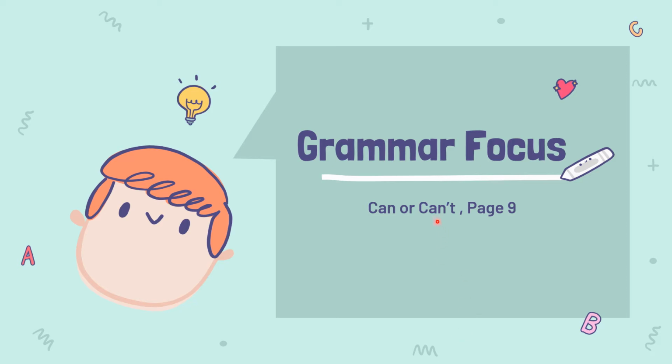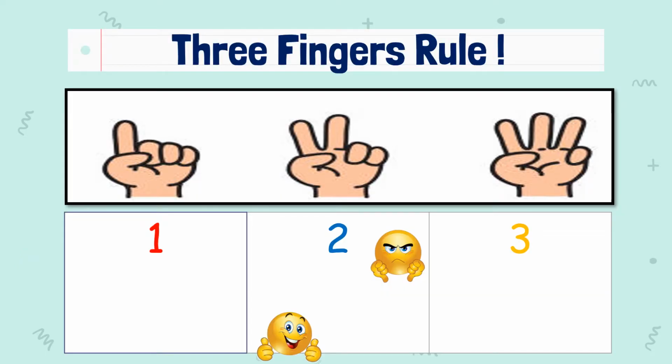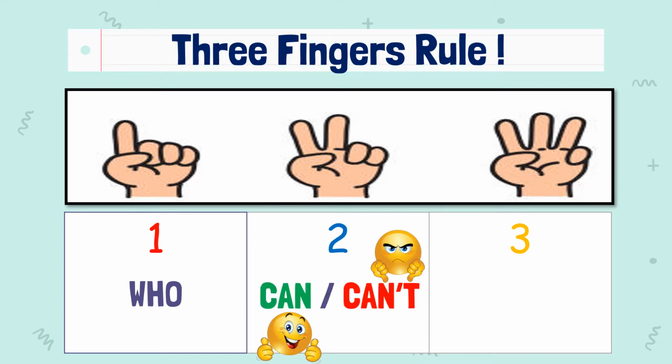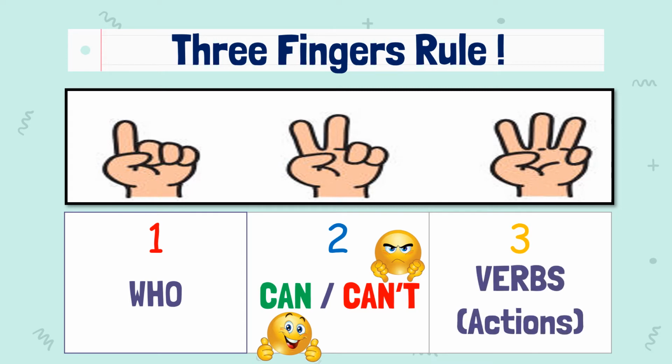Okay, so today's grammar focus, we are going to learn how to use can or can't in making sentences. You can refer to your textbook, page 9. We are going to use the three-finger rule to learn how to make sentences using can or can't. The first finger refers to who. The second finger refers to can or can't. And the third finger refers to verbs, which is also known as actions.